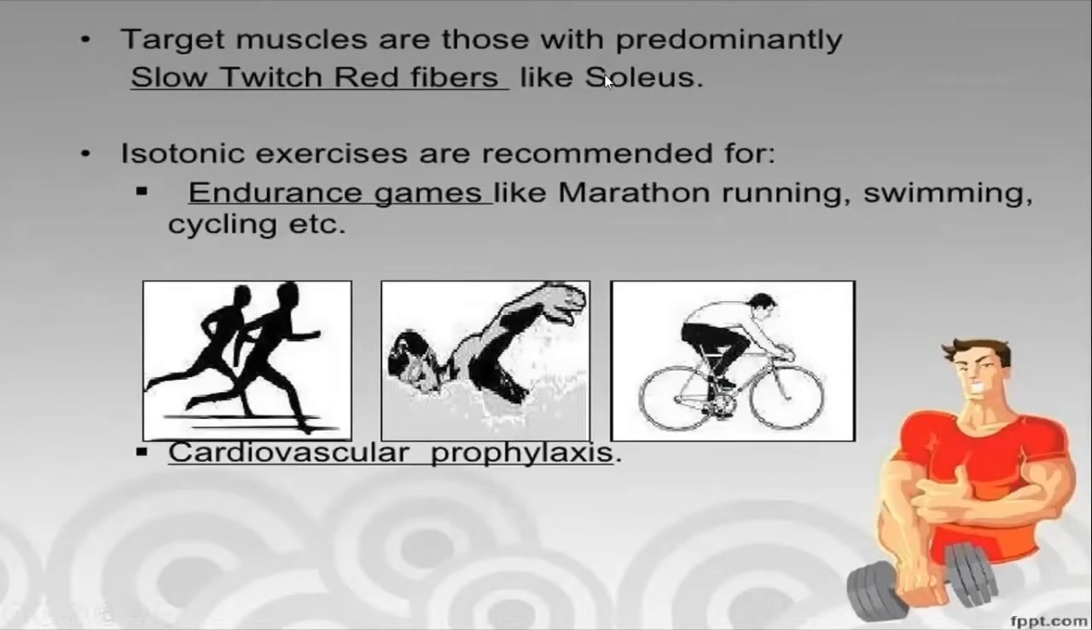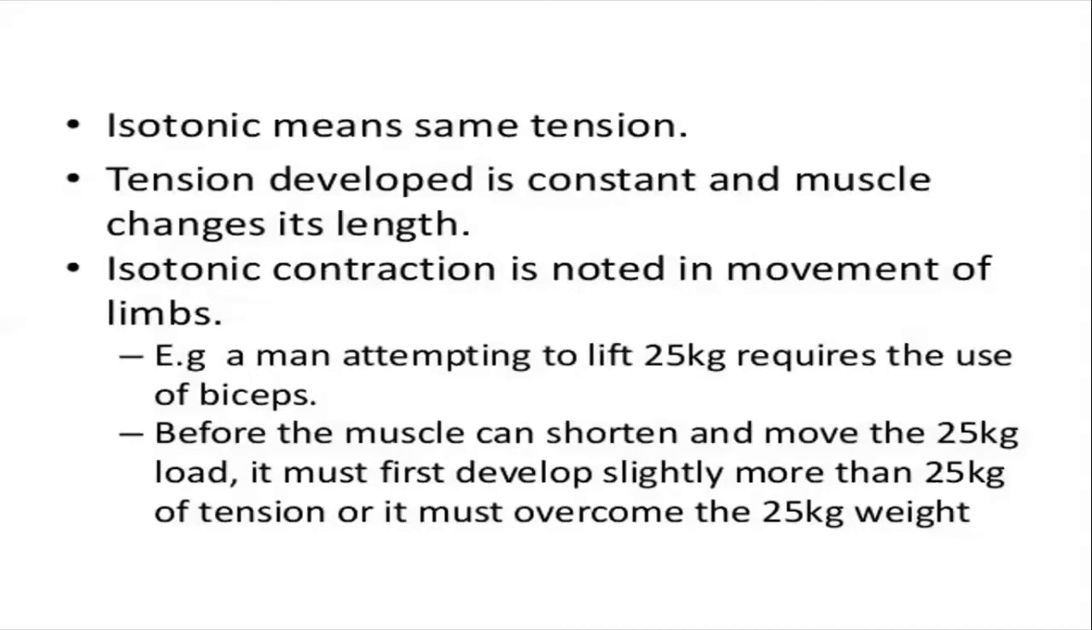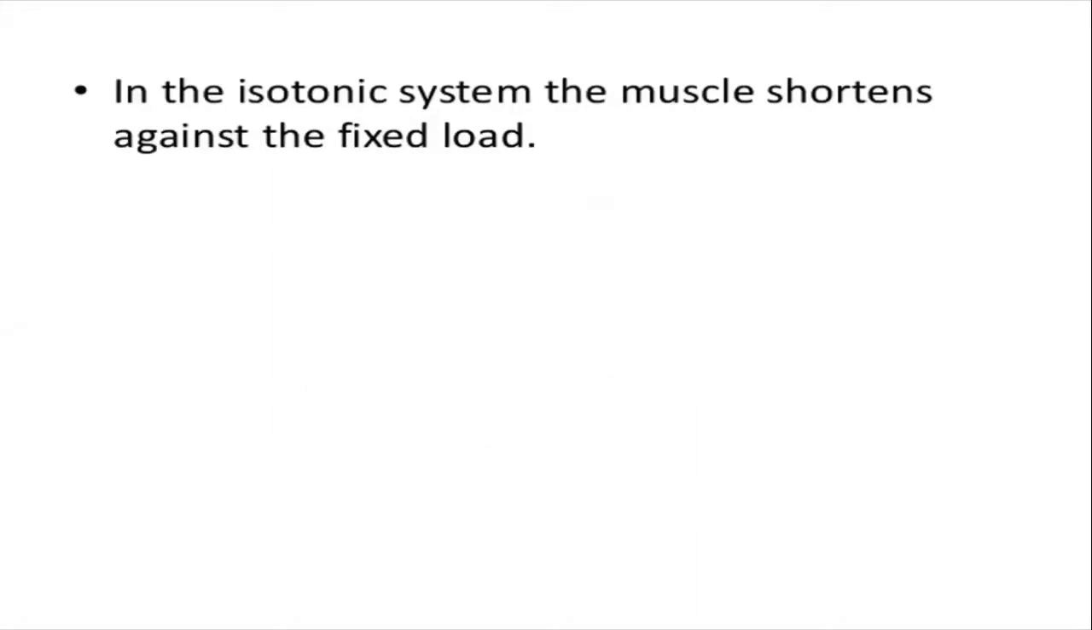Target muscles are those with predominantly slow twitch red fibers like the soleus muscle. Isotonic exercises: marathon running, swimming, cycling. You can see the pictures. So these are isotonic exercises. In isotonic exercise, we have said that the tension in the muscle remains the same, but the length of the muscle changes.